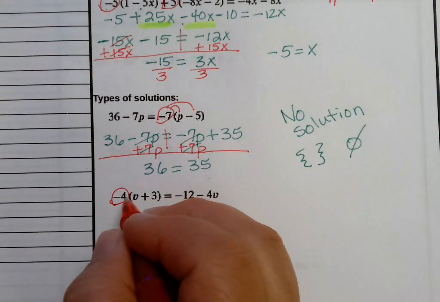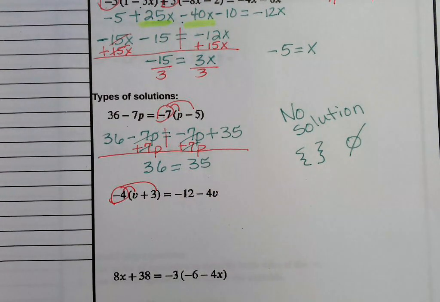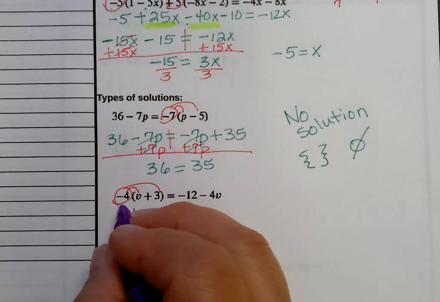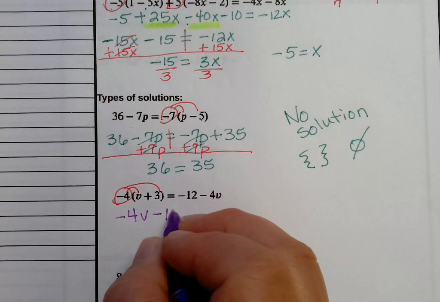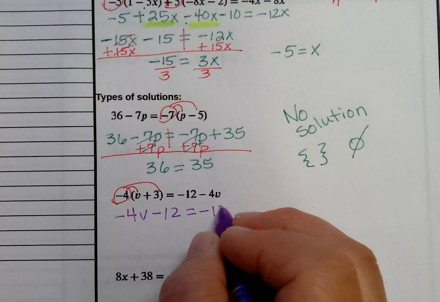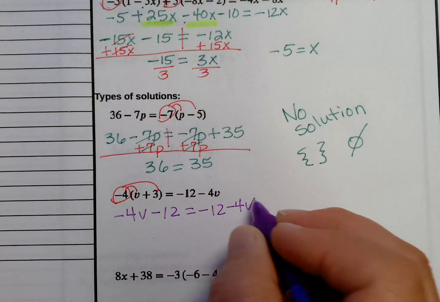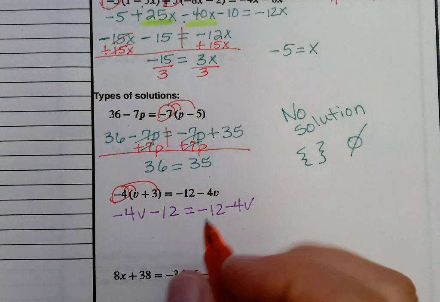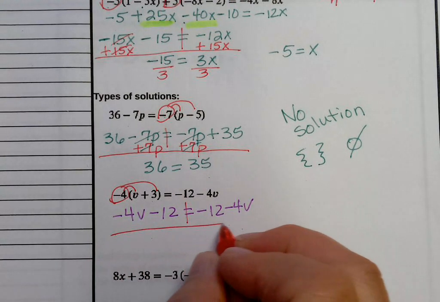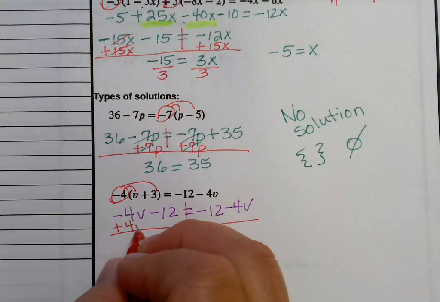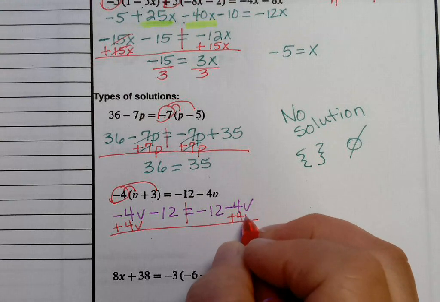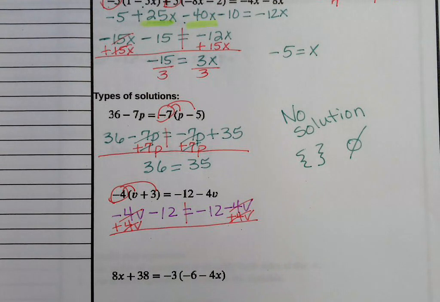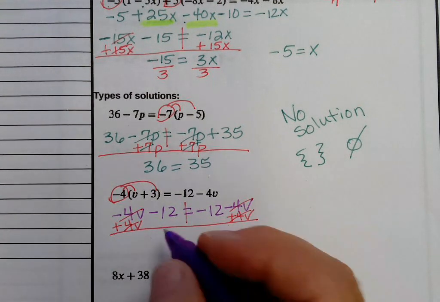I've got to distribute the negative 4. Negative 4 times v is negative 4v. Negative 4 times 3 is negative 12, is equal to negative 12 minus 4v. Okay, this kind of looks like what we did on the last one, right? Let's see what happens when I add 4v to both sides. It's eliminated off of both sides, and I'm left with negative 12 is equal to negative 12.